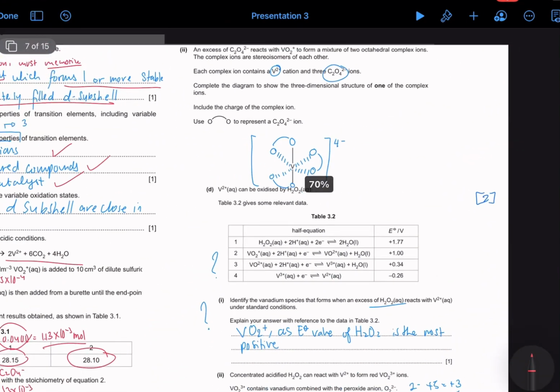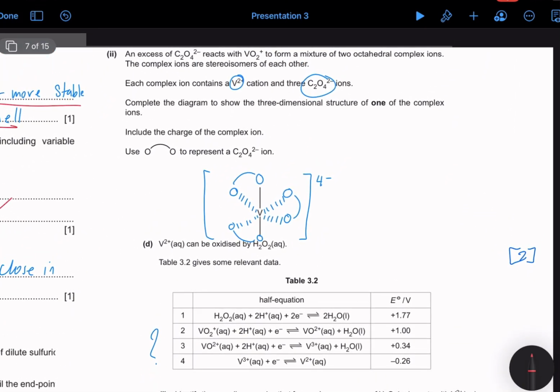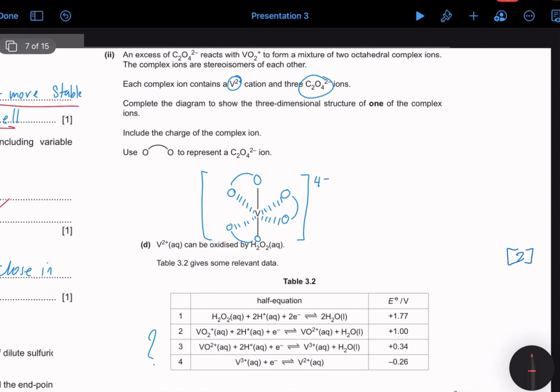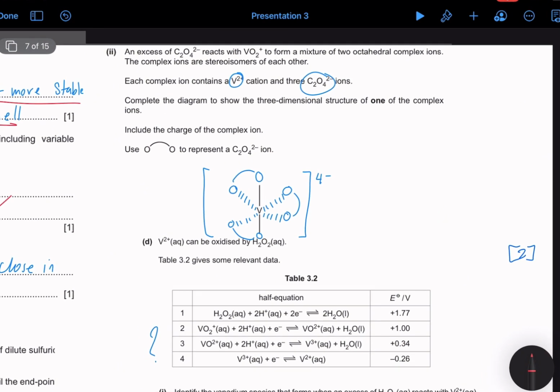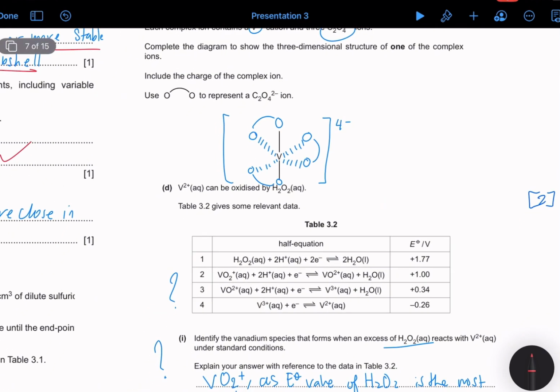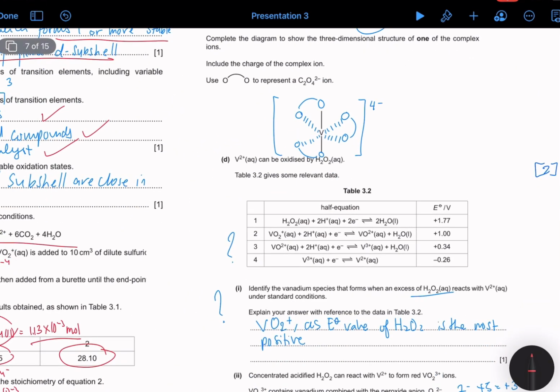Alright, an excess of C2O4 2- reacts with VO2+ to form a mixture of 2 octahedral complex ions. Each complex ion contains a V2+ cation and 3 C2O4 2- ions. Complete the diagram to show the three-dimensional shape of one of the complex ions. Include the charge of the complex ion. So the charge would be 4 minus. Alright, and this one would be the diagram for your complex ion.